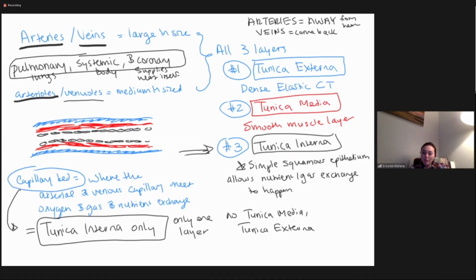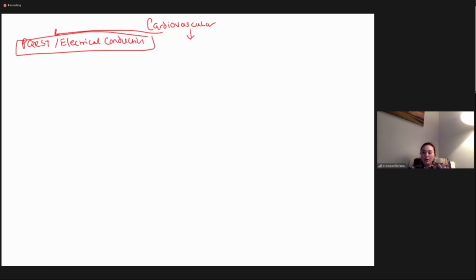Okay. So if we think about a little bit of a diagram of what we're doing, we talked about the PQRST and the electrical conduction through the heart. That was the first thing we talked about. Now we're talking about the anatomy of blood vessels. We talked about their basic structure, anatomy, and now we're going to talk about some function of the capillaries, and what that looks like is the different kinds.